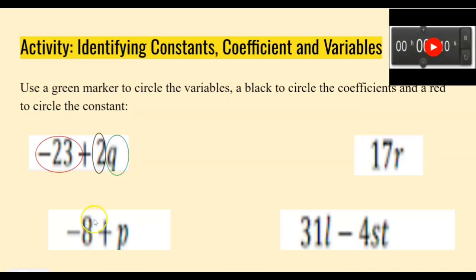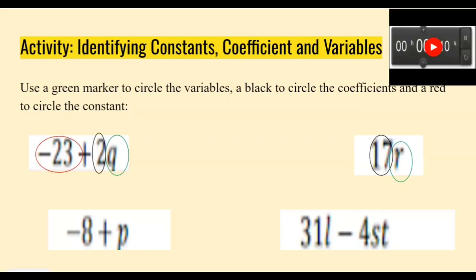How about this one? 17r. Let's see. All right, so our variable would have to be our letter, which is r, and our coefficient would be 17. If we look carefully, we realize that for this specific one, there is no constant. So can we really have algebraic terms without constants? Wow. We're going to be exploring that shortly. So let's continue. Again, we're identifying our constants, or coefficients, and our variables.